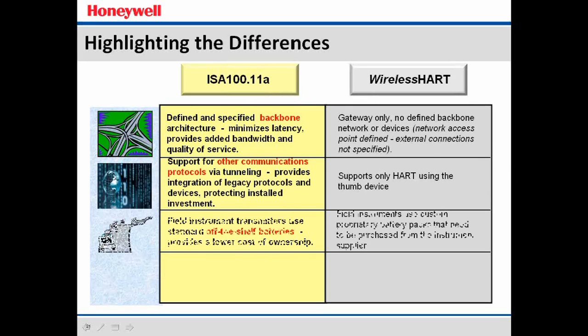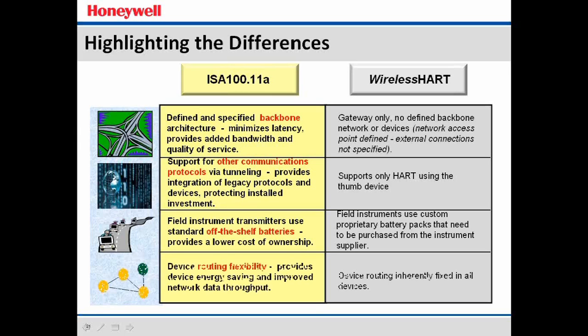The field instruments use standard off-the-shelf batteries, meaning Honeywell or Yokogawa or GE or any of the other folks that are on the ISA standard are not in the battery business. You source those batteries locally, you stock them. It's much more cost-effective that way for the end user. Device routing flexibility. I'm saving batteries, and I have a real network if I do not do transmitter routing. If I have a problem that is easily or cost-effectively solved by transmitter routing, that's where it comes into play, and that's where I like to use it. So we have that option.